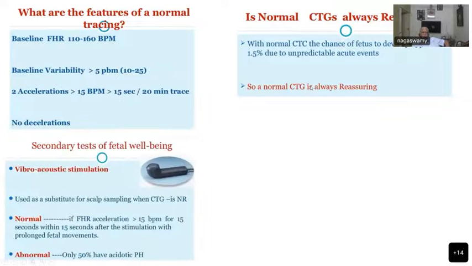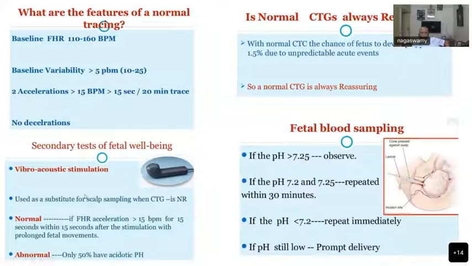And what are the secondary tests which are done, as he said, vibroacoustic stimulation. You can just mention all these things by name, and you need not go into the details of all these things. How it is normal and abnormal, we are doing that. And fetal blood sampling is another method. This is an invasive method, but this is very useful to find out whether the child is having acidosis, whether it requires any immediate resuscitation as soon as it is born. All that can be found out by this.